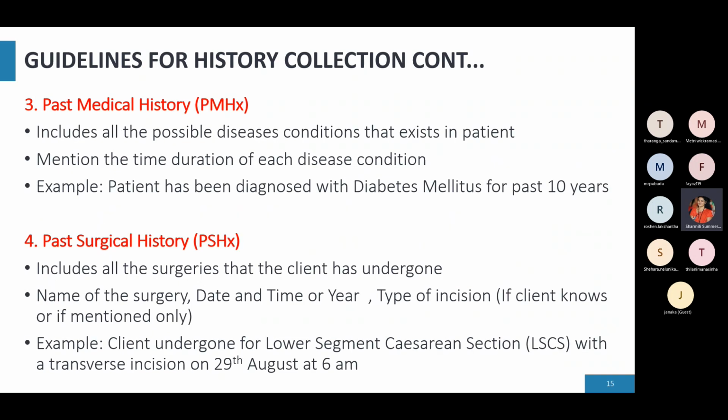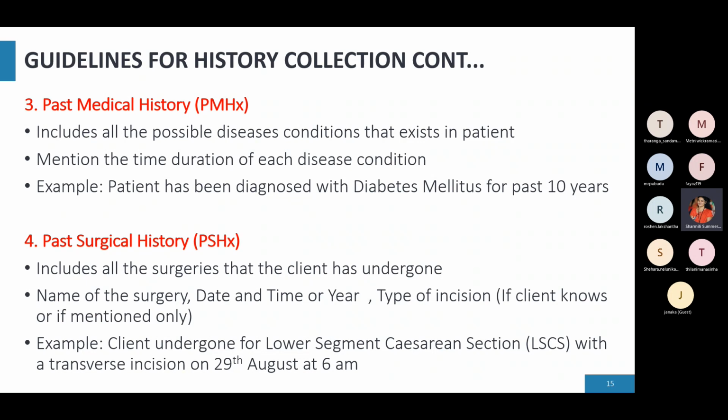The third part is the medical history. Medical history means mainly we are focusing on the past medical history. Past medical history means whether the patient has any disease conditions. For example, here in this example, you can see the patient has been diagnosed with diabetes mellitus for the past 10 years. Likewise, you can ask about common conditions: do you have any health problems or health issues in your previous years?